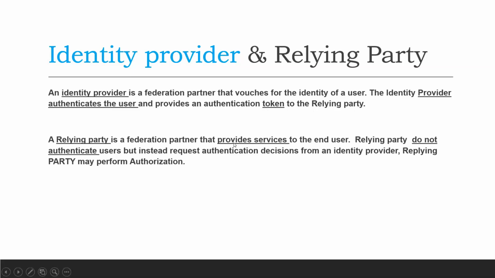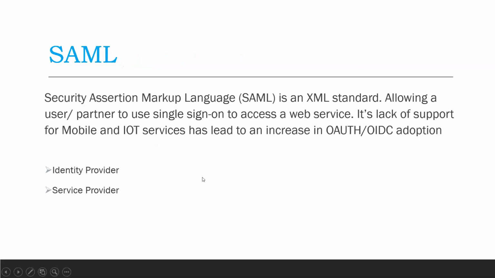Relying party is a federated partner that provides a service to the end user. Relying party does not authenticate the user but instead requests an authentication decision from the identity provider. Relying party may perform authorization. The relying party can perform authorization, even the identity provider can perform authorization, but the relying party can never perform authentication. Understand this, because a question comes on this.